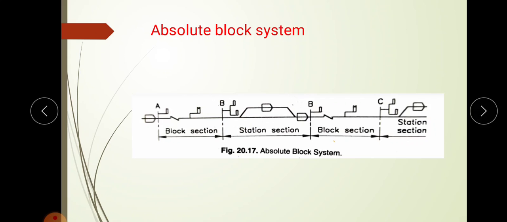The token which is taken out from the instrument at A is handed over to the driver as an authority to enter the section AB. If a token is produced at the instrument at A, it will be given to the driver, and only when he receives the token will he be able to enter this block section. So there will be communication between the station masters to check whether the station section is free to enter our train. And the train starts moving into the block section AB.